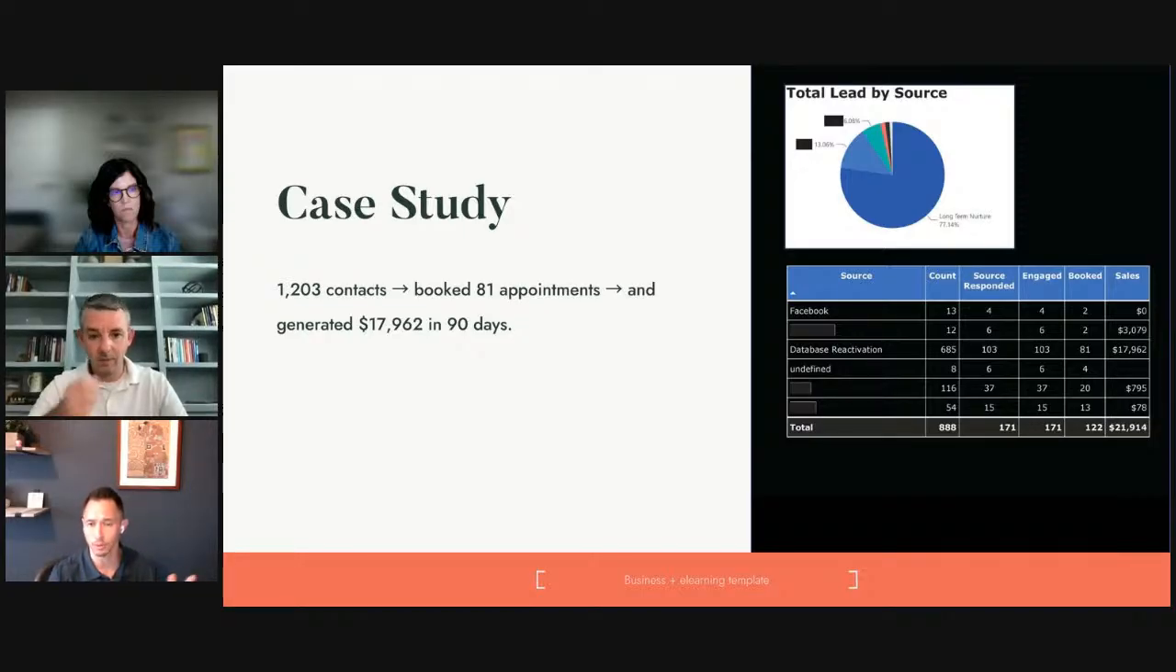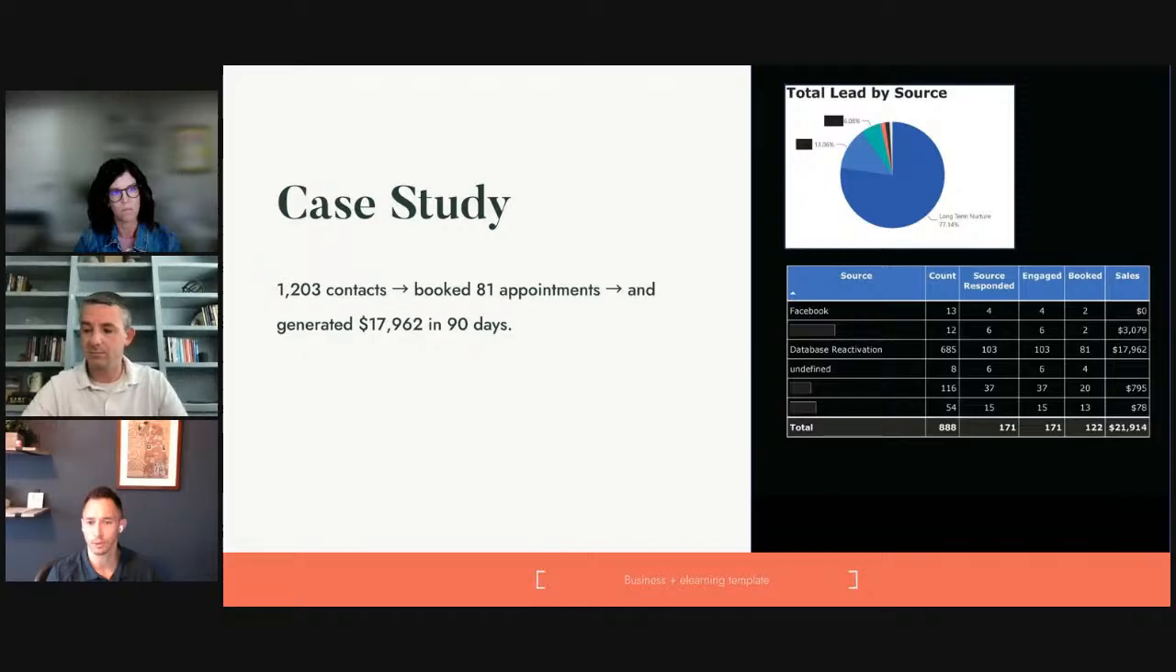Now, of those, we still saw the same booking rate, which is 81, which ends up being a little over 6%, or like 6% or something close to that booking percentage from that. So once we got them to engage, we continued to nurture them further. So we see responded and engaged here. It's a little bit different with database reactivation.